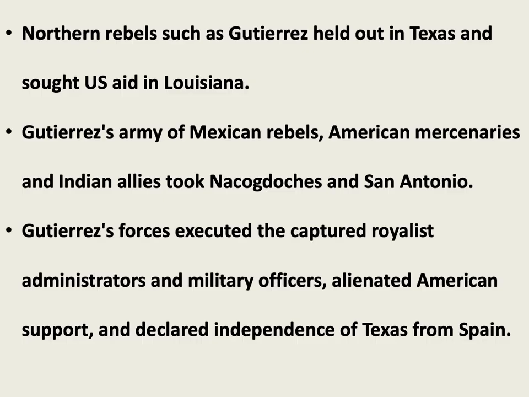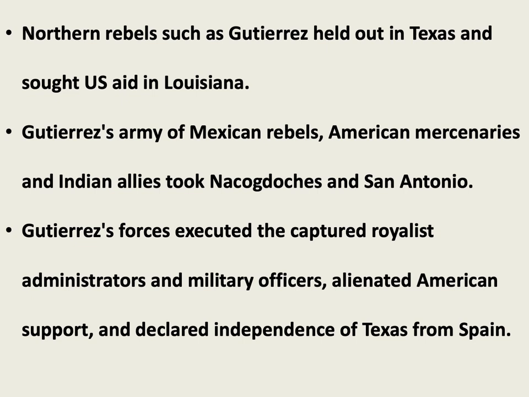Now, there were rebels. Remember, rebels are those fighting for independence, such as Gutierrez, who went into Texas, which was under Spanish control, and then asked Americans in the Louisiana area to bring aid. Well, actually, Gutierrez's army took over the cities of San Antonio and Nacogdoches from the Spaniards, and his army consisted of Mexican rebels, American mercenaries. These are Americans who fought for money. Gutierrez would pay them money, and Indian allies.